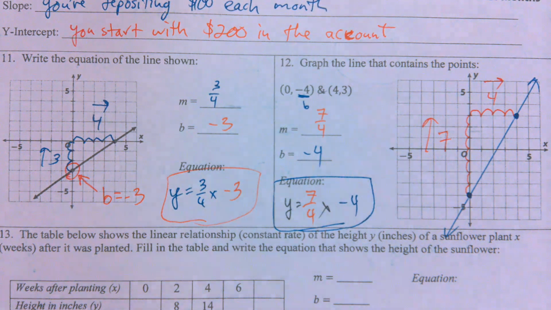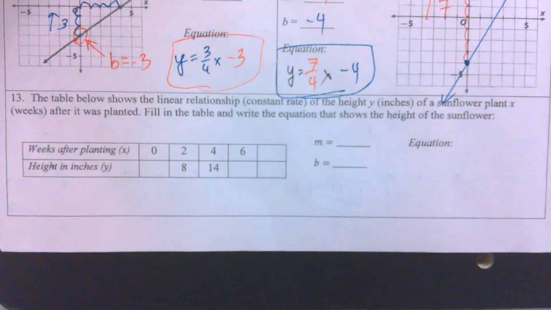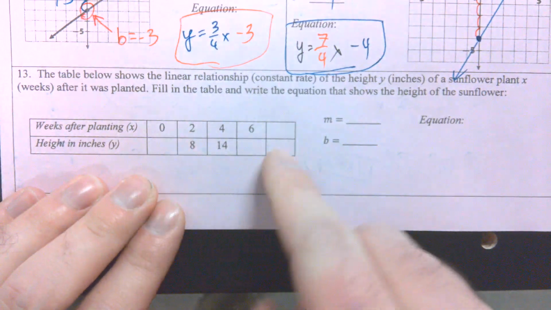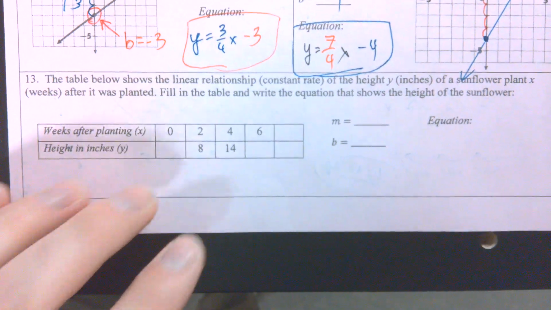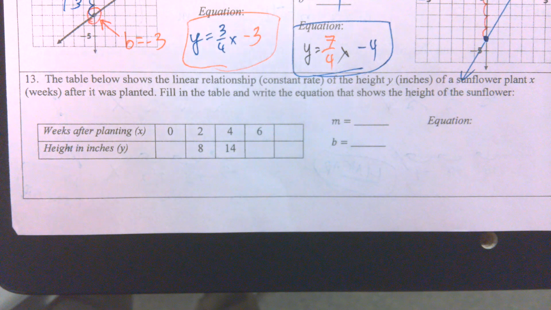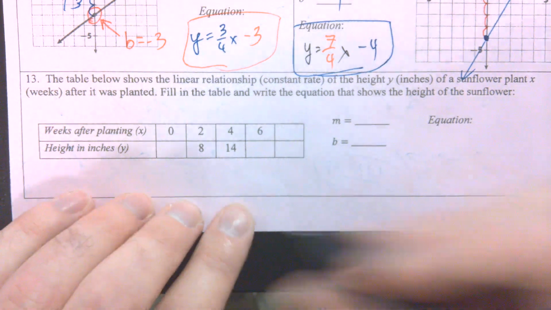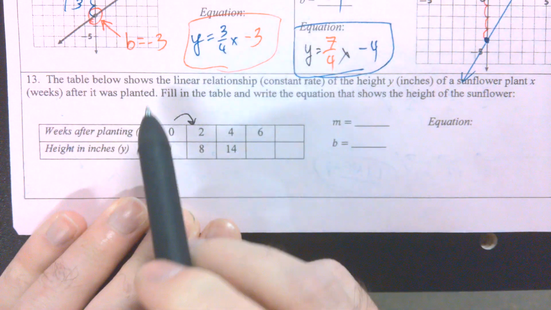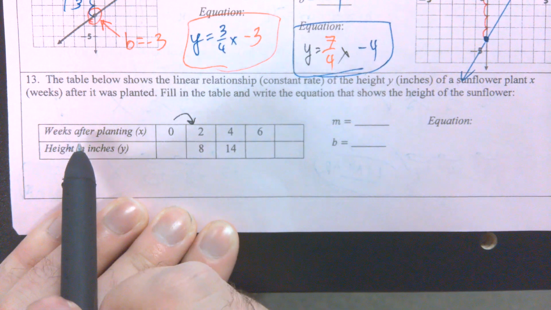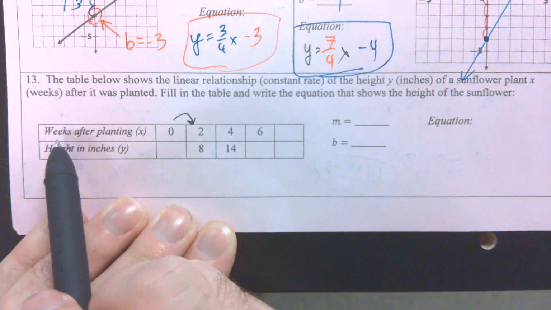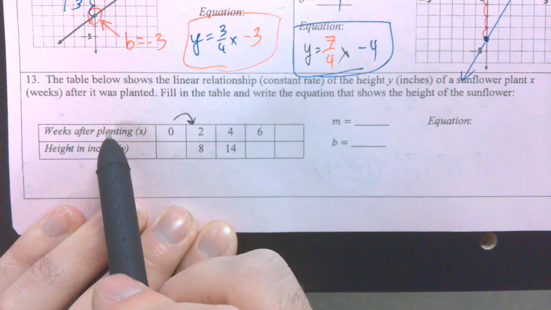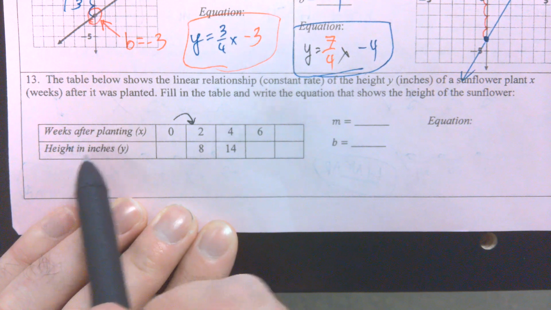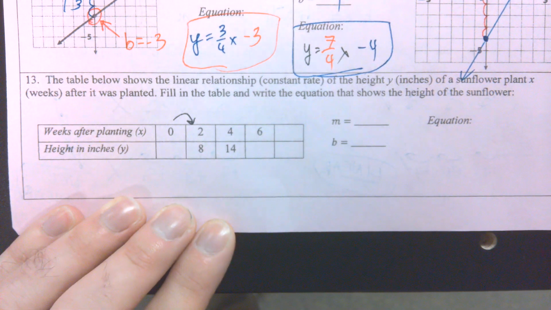Last but not least, this is like how we did on the notes yesterday. We've got some missing squares on your graph here. So all you have to do is follow the pattern to get those squares filled out. We're comparing the number of weeks after planting a sunflower versus the height of the sunflower in inches.